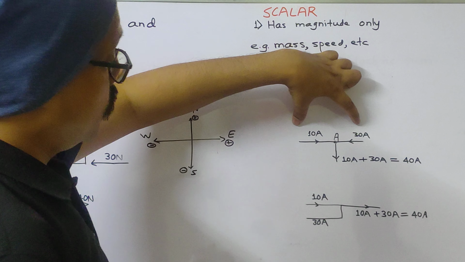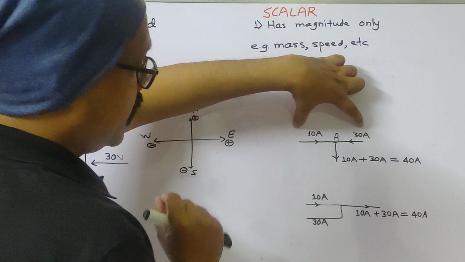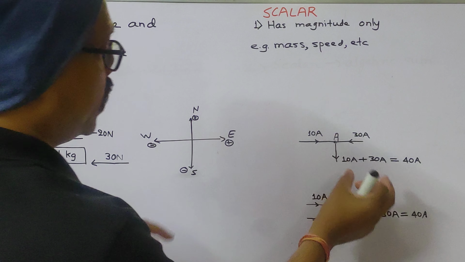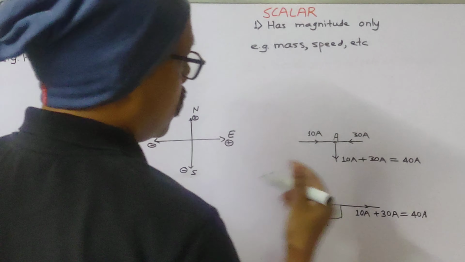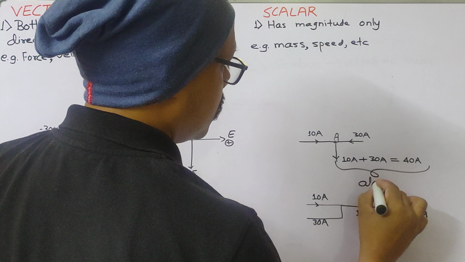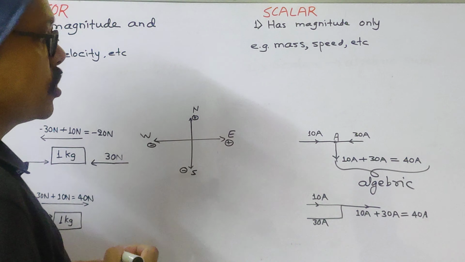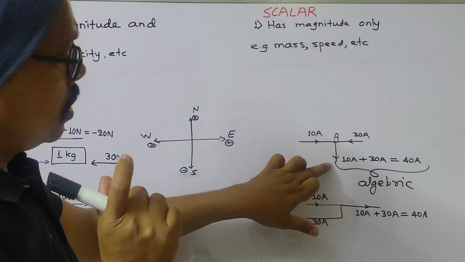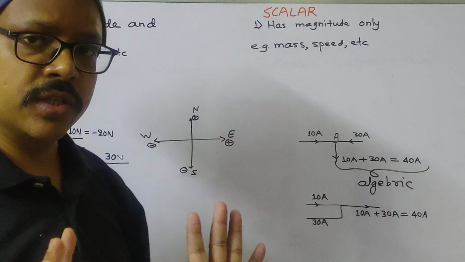Though the currents which are meeting at junction A are coming in opposite directions, we are not considering plus and minus. We are doing simply an algebraic sum. So here, the direction of the constituent currents for the calculation of the net or the resultant scalar quantity doesn't make sense.